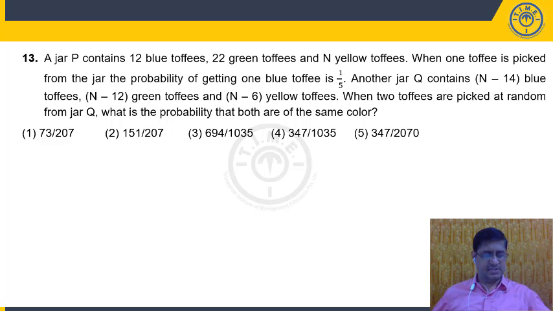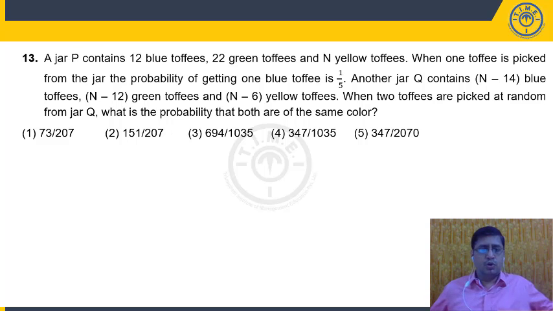Now look at the next question here. A jar P contains 12 blue toffees, 22 green toffees and n yellow toffees. When one toffee is picked from the jar, the probability of getting one blue toffee is 1 by 5. Another jar Q contains n minus 14 blue toffees, n minus 12 green toffees, n minus 6 yellow toffees. When two toffees are picked at random from jar Q, what is the probability that both are of the same color?